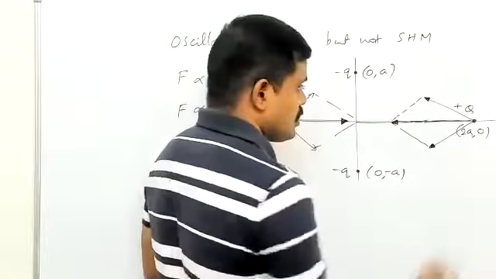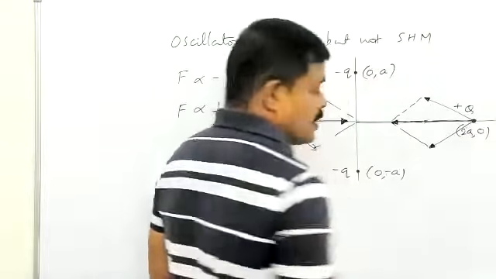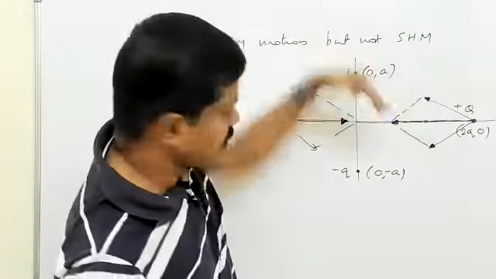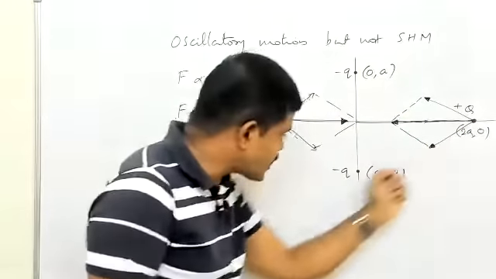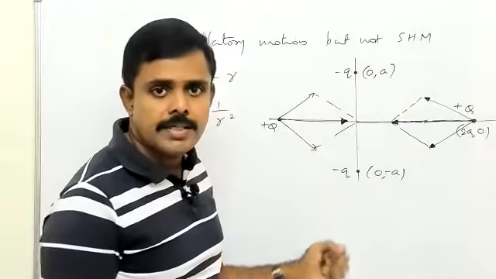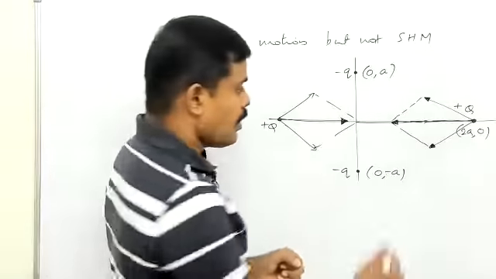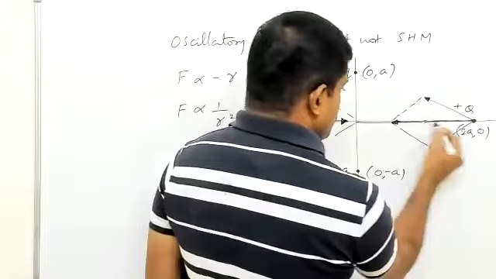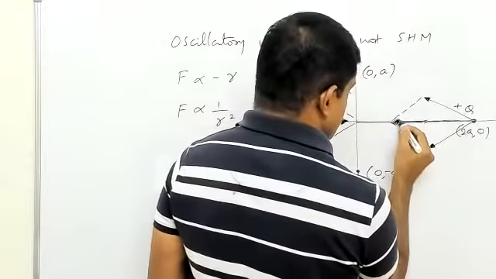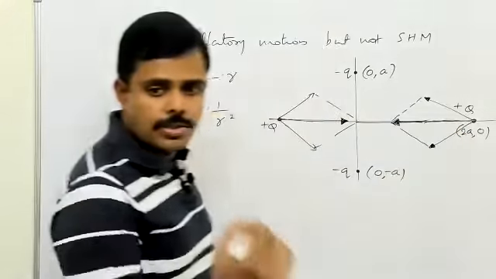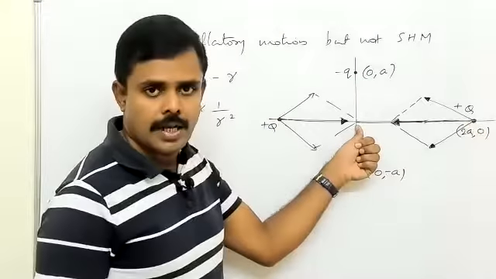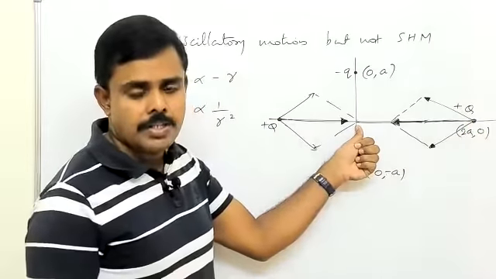What's happening to it? Tell me, what's happening now? That plus Q will be attracted by this negative. So what is the net force? How do you find the net force? Complete the parallelogram. Parallelogram completed. Draw the diagonal. This is the net force. So due to the net force, the particle will tend to come to the origin, I mean in the middle. Will it stop there?